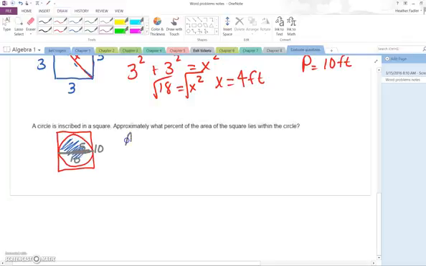So we have area of the square and area of the circle. So the area of the square would be 10 times 10, or 100. Let's find the area of the circle. Pi times 5 squared, which is 25 times 3.14, which is 78.5.